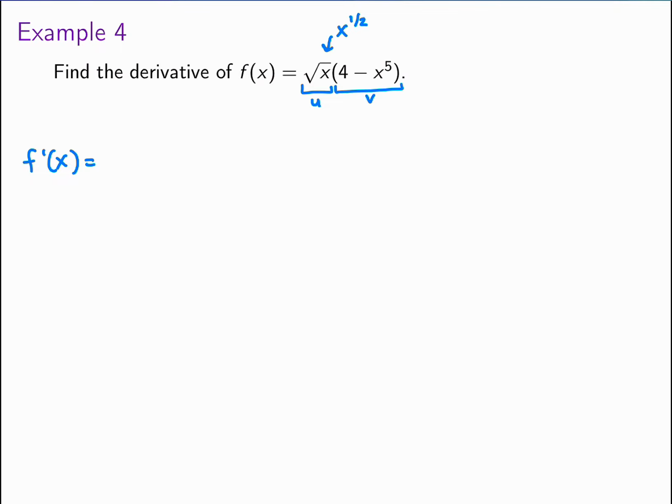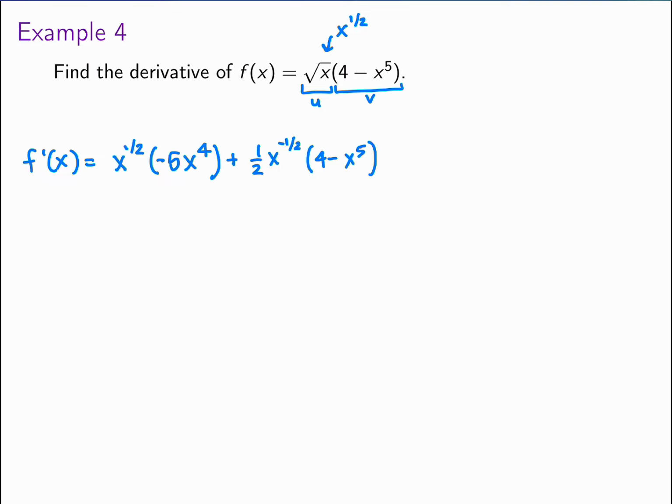So when I take my derivative, I have x to the half, just leaving u alone, and I need the derivative of v, which will be negative 5x to the 4th. Plus, now I take u's derivative. That will be 1/2. We're going to use the power rule, 1/2 x to the negative half. And I will leave v alone this time, so 4 minus x to the 5th. Now we're done with the calculus part, but it's kind of a mess.